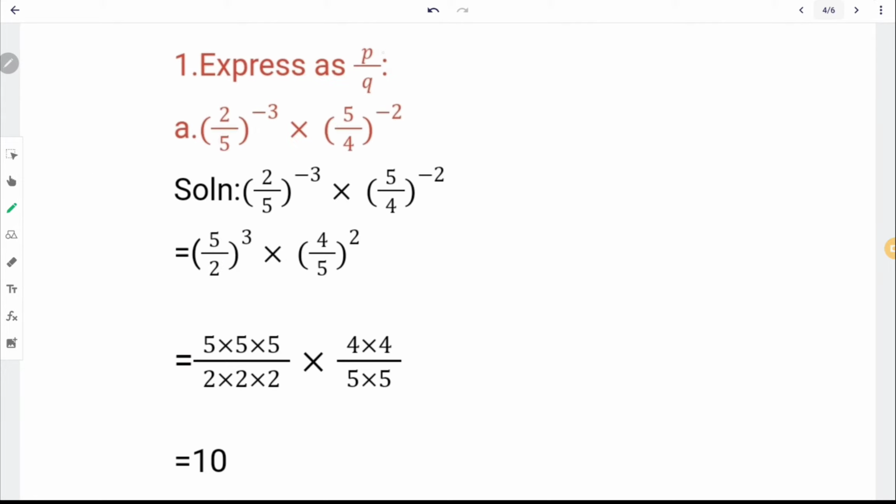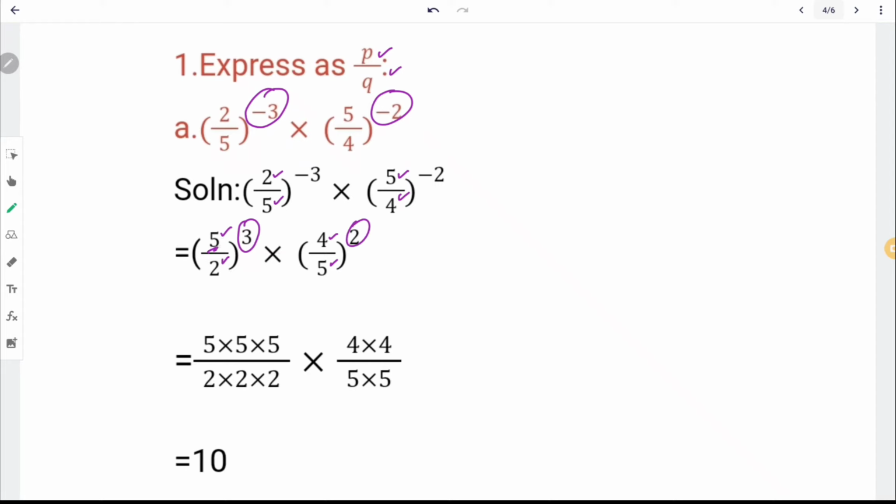All right, let's do the next again. Same thing, express as p by q. Okay, so question number A is 2 by 5 to the power minus 3, and then 5 by 4 to the power minus 2. So first thing again, we have to make the powers positive. Okay, so how do you do that? We just have to exchange their positions, right? So it was here 2 by 5, can you see now it's 5 by 2, and 5 by 4 has now become 4 by 5, right? The powers have both become positive.